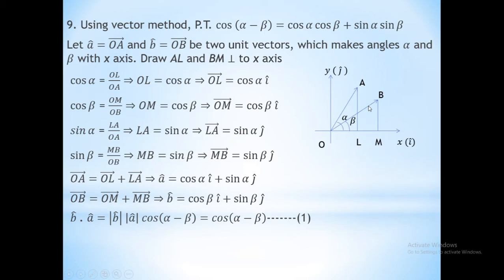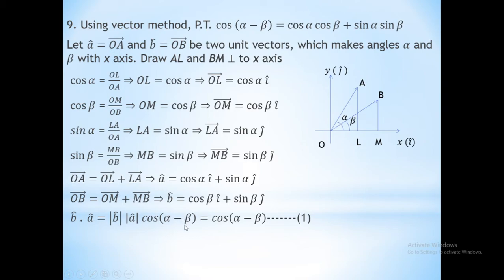What is the angle between a and b? See, b makes angle beta, and a makes angle alpha. So this is the angle, this is the angle we have to find. This is nothing but alpha minus beta. So the angle between OB vector and OA vector is alpha minus beta.